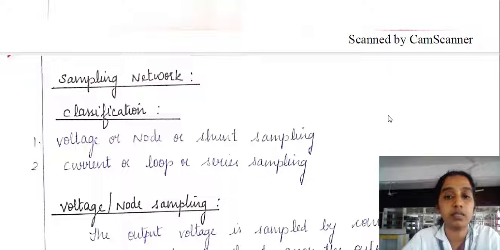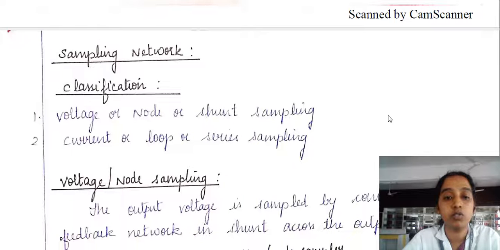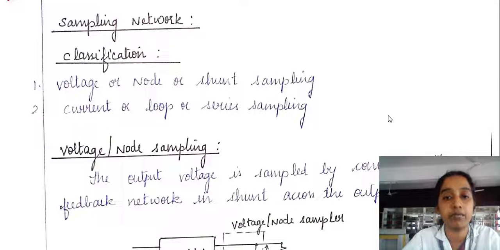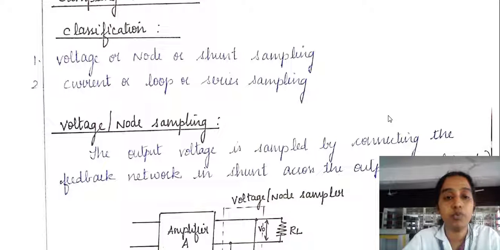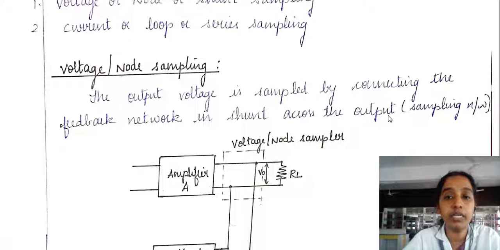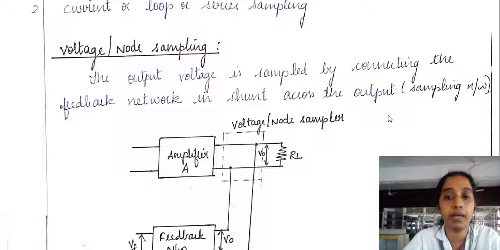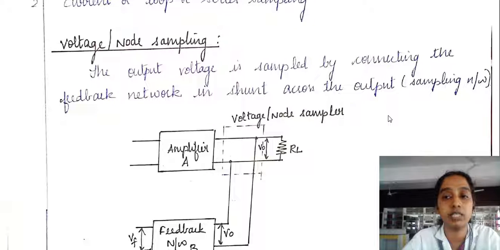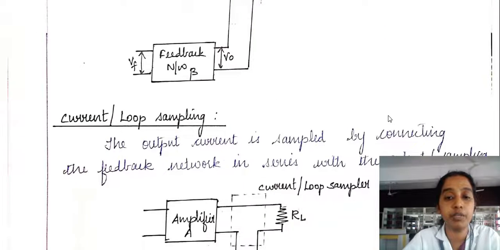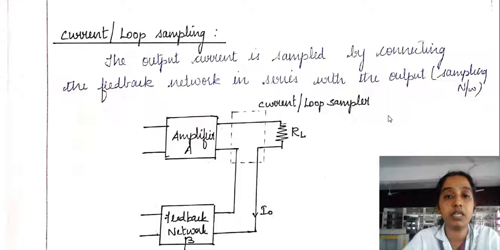Sampling network. So here in the sampling we have voltage or node or shunt sampling, or current or loop or series sampling. So in the sampling too, we have node sampling or voltage sampling and we have current sampling. So if we consider the first type, voltage or node sampling, the voltage is sampled by connecting the feedback network in shunt across the output. And the current is sampled by connecting the feedback network in series with the output.